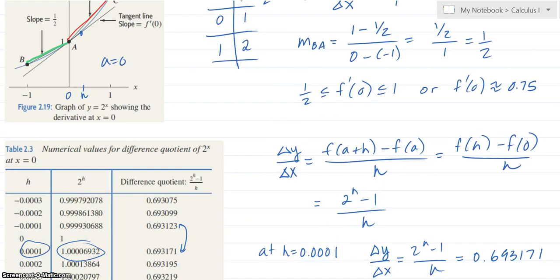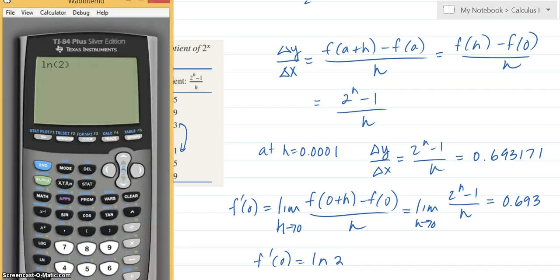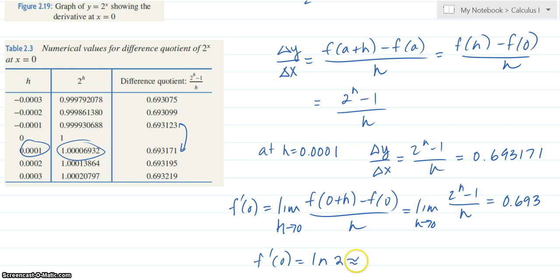Now the reason that this is still an estimate is because we're going to find out later that if you want to find this exactly, it's actually going to be ln of 2. You can see that ln of 2 on your calculator is 0.693. So that's why it's, in this case, an estimate. But a pretty darn good estimate. We got 3 decimal places worth of accuracy. But we'll see this in chapter 3.